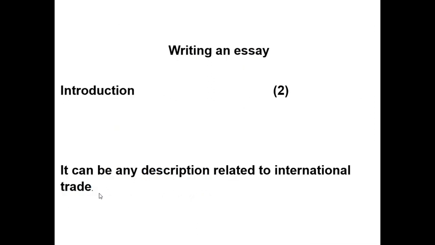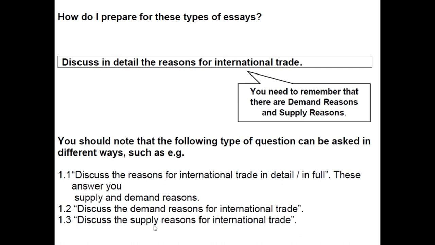Now when you write an essay, let's look at the essay itself. It has an introduction, it has a main part, it has an additional part, and it has a conclusion. Now in the introduction, let us look at this question again. Discuss in detail the reasons for international trade. So in this case, you can write a definition of international trade. You can write a definition on demand reasons. What is demand reasons? Or your definition can be on what is supply reasons.